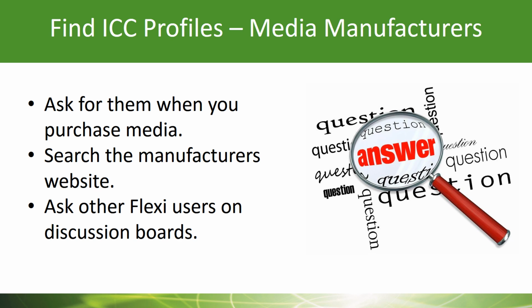Most good media manufacturers also have ICC profiles for Flexi. All you have to do is just ask them for them when you purchase the media, whether you get that directly from the manufacturer or from a reseller. You can also search the manufacturer's website. Typically, they'll have them online, and you just download them like I showed you in the previous video and add them the same way. And another way is just to ask other Flexi users on some of the discussion boards that are out there. Wherever you find them, they're easy to add to Flexi.